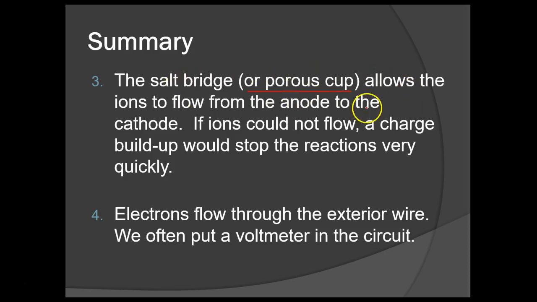The salt bridge or porous cup allows ions to flow from the anode to the cathode. If the ions could not flow, we would get a charge buildup, which would stop the reactions really quickly. Electrons flow through the exterior wire, and we often put a voltmeter in the circuit, or something else, to take advantage of it.